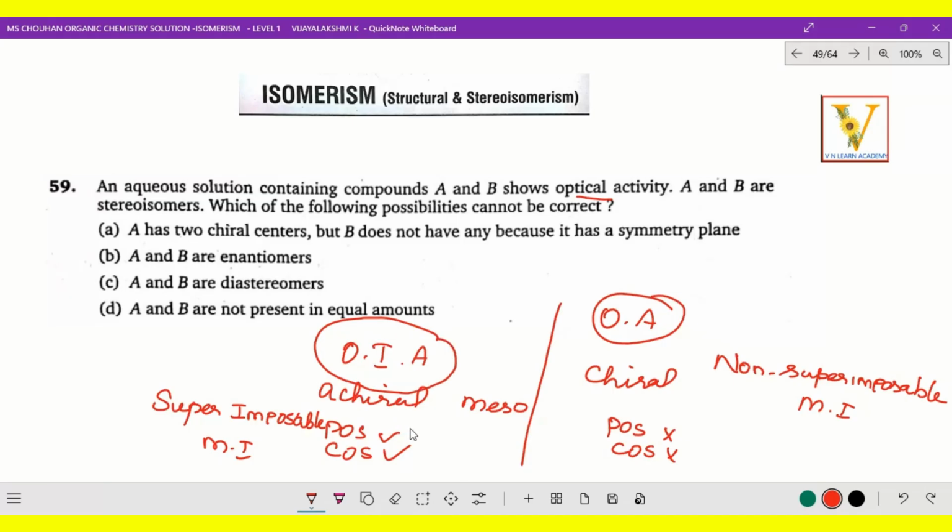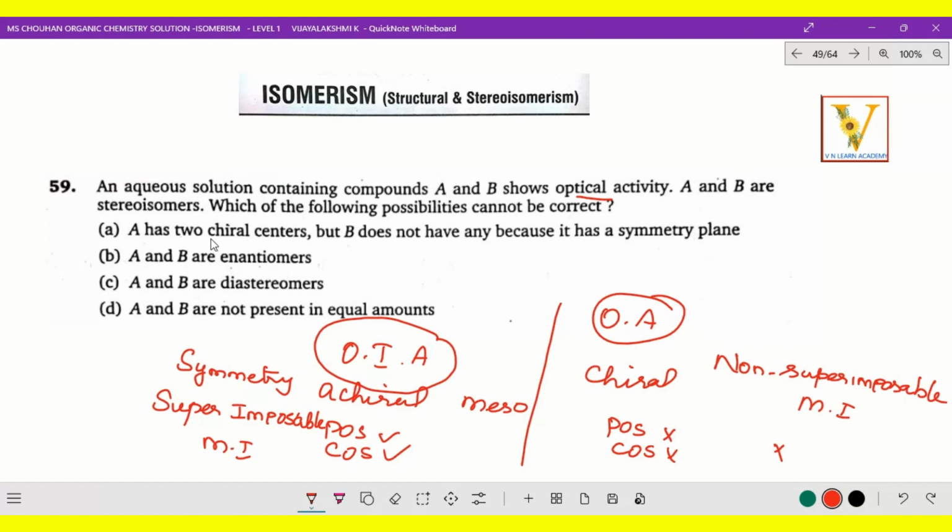Achiral means it will be a symmetrical compound. Symmetry will be available, but here symmetry will not be available. Why? Because POS and COS will be absent. So this will come as unsymmetrical. Okay, now let us check the options.